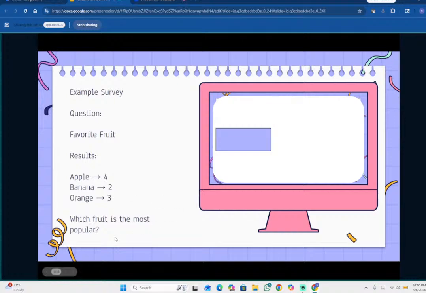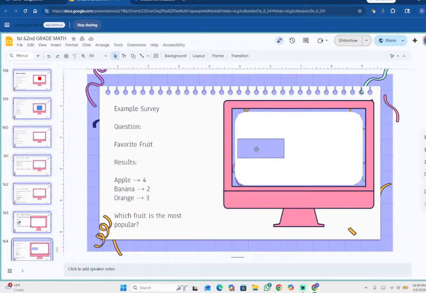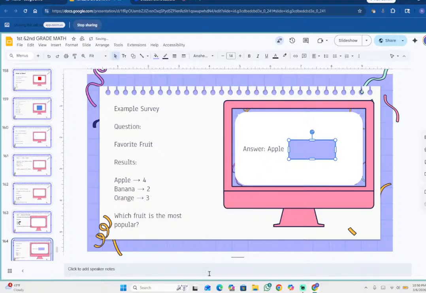So which fruit is the most popular? We would just go after the highest number here, because the most popular just means the one with the most votes. And the most votes is apple. 4 is greater than 3, and 4 is greater than 2.